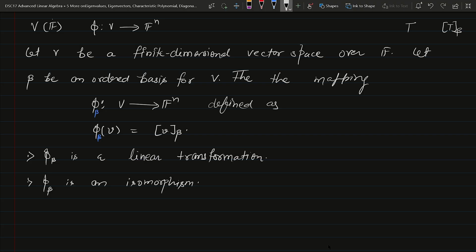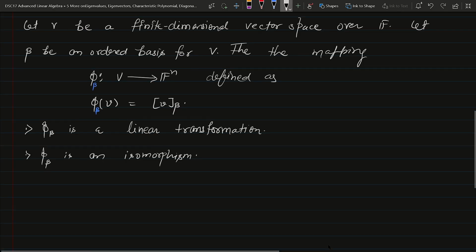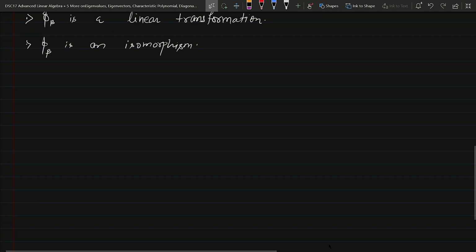Now, based on this discussion, we are going to relate this T and its matrix representation in the context of eigenvectors.